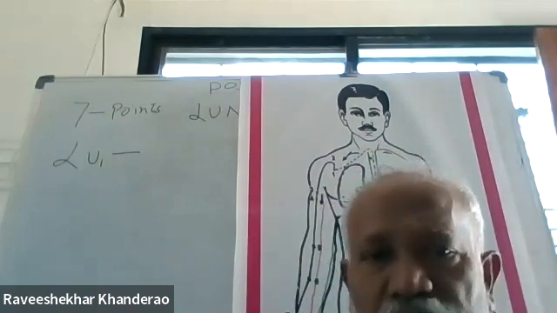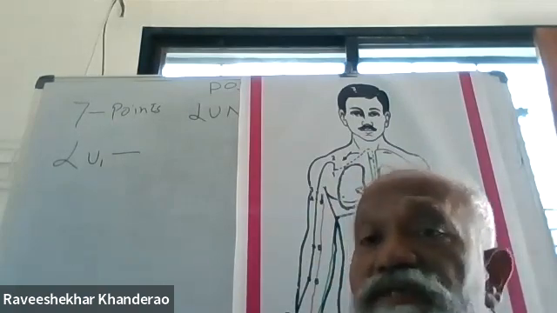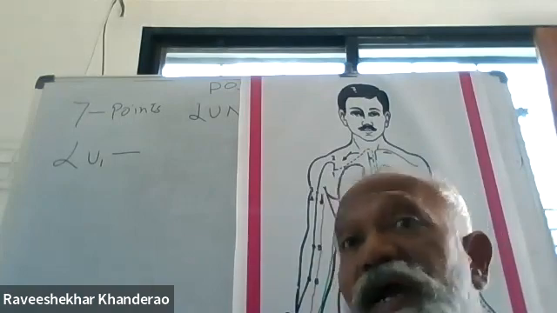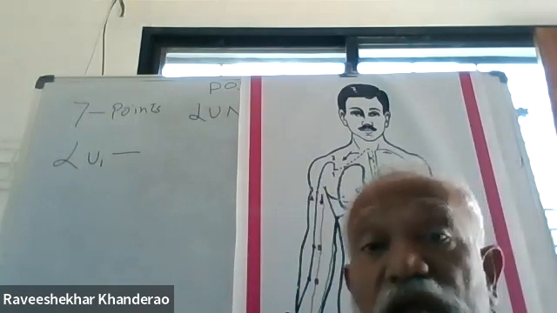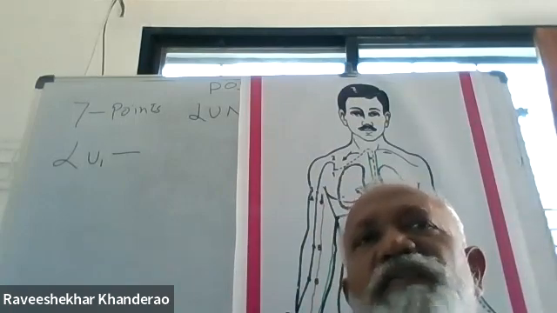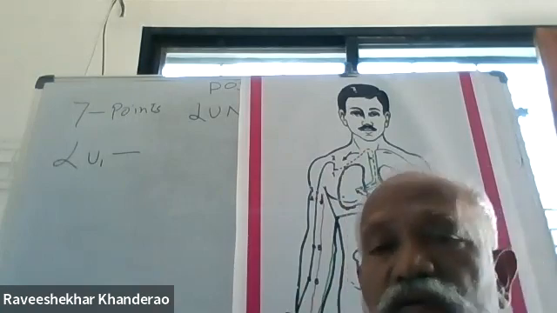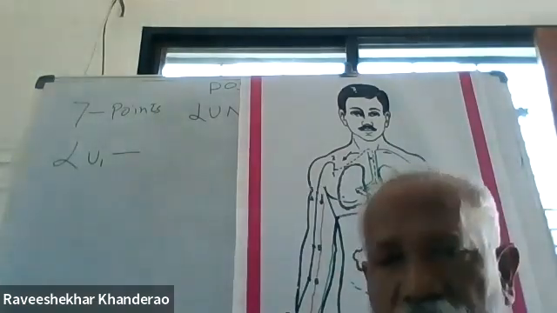For cough and asthma, many points are used. For example, pericardium 6 is also used. We use pericardium 6 as well. So when we go through pericardium 6 and I give you its indications, you will put P6 in your chart, in your ready reckoner.